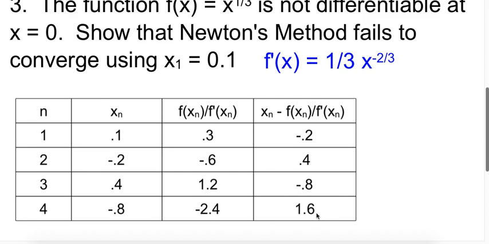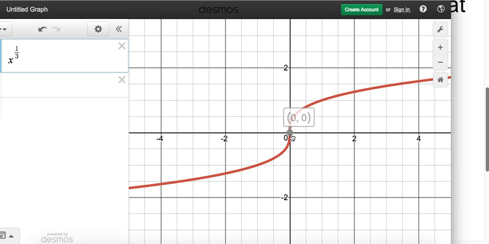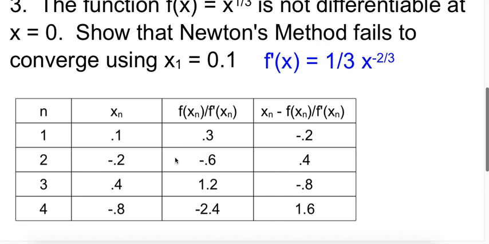But let's look and see what's happening here. Remember, our approximations are supposed to be getting closer to the root. But notice we started at 0.1, and then negative 0.2, and then 0.4, and then negative 0.8. So not only are they alternating back and forth between positive and negative, they're getting further away. Remember, when we looked at Desmos, our actual 0 is at 0, right here. So, and this is happening because it is not differentiable at its 0. So, just so you know, Newton's method doesn't always work for various reasons.